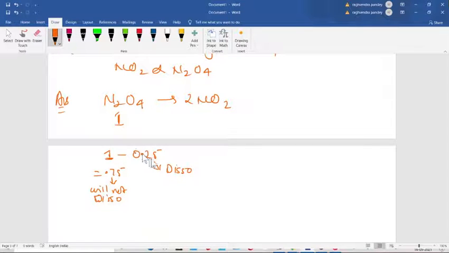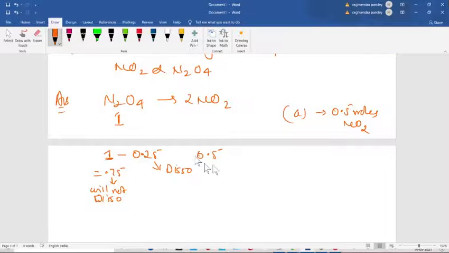Now, out of 1, 0.25 is reacting. Now here in the main equation 1 is giving 2, so 0.25 will give how much? Double. So that will be 0.5 moles of NO2. So the answer for A is 0.5 moles of NO2.